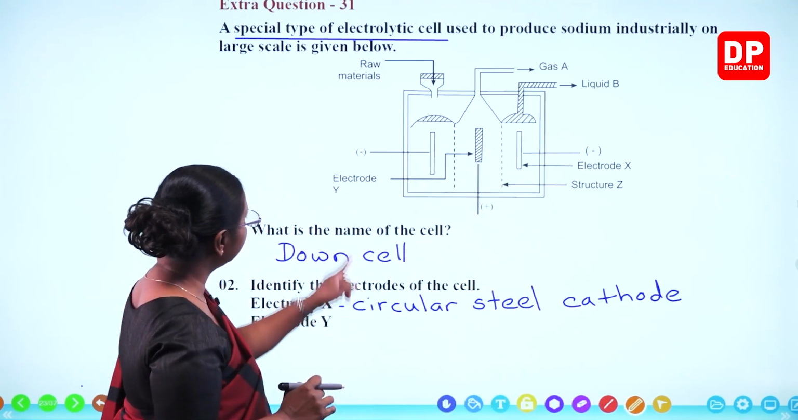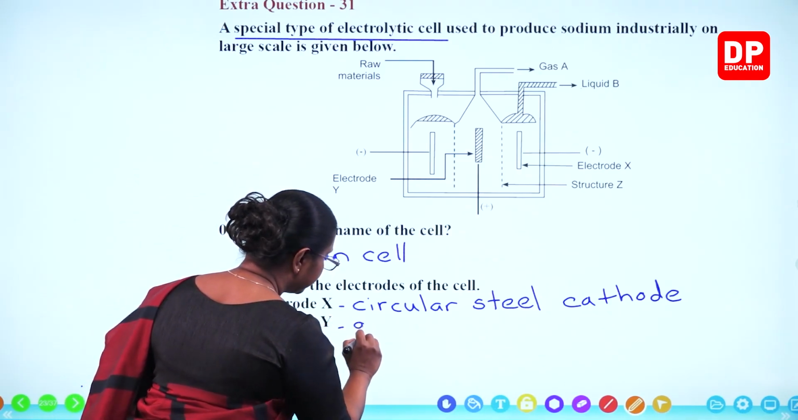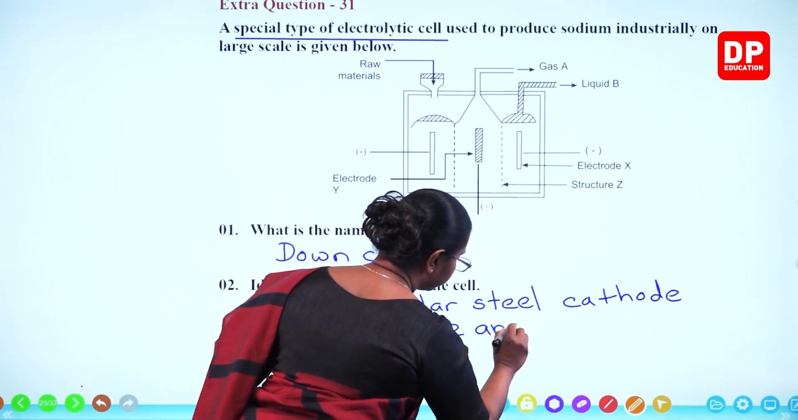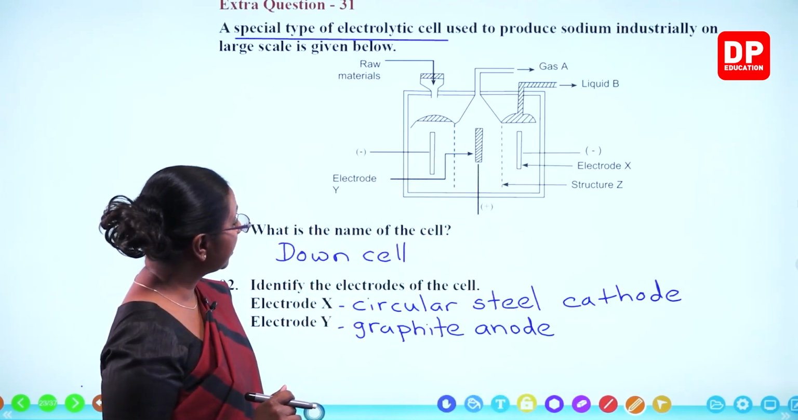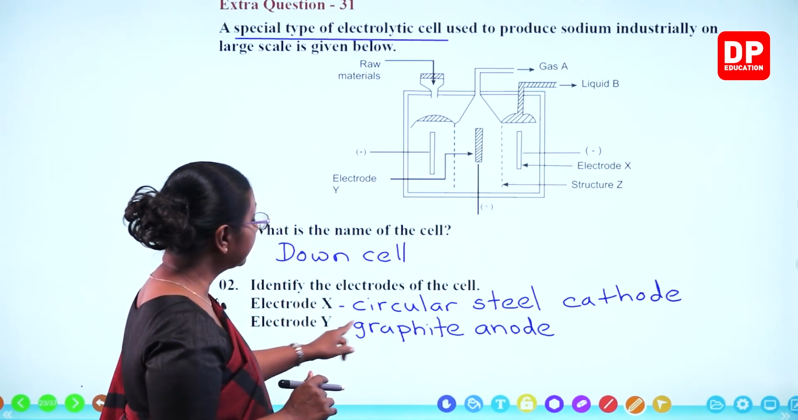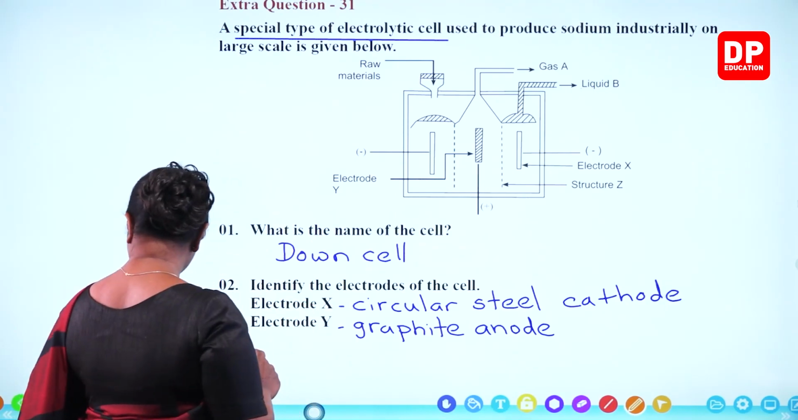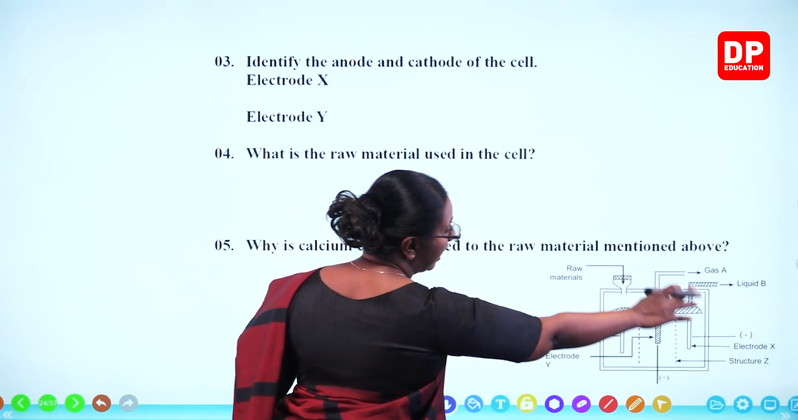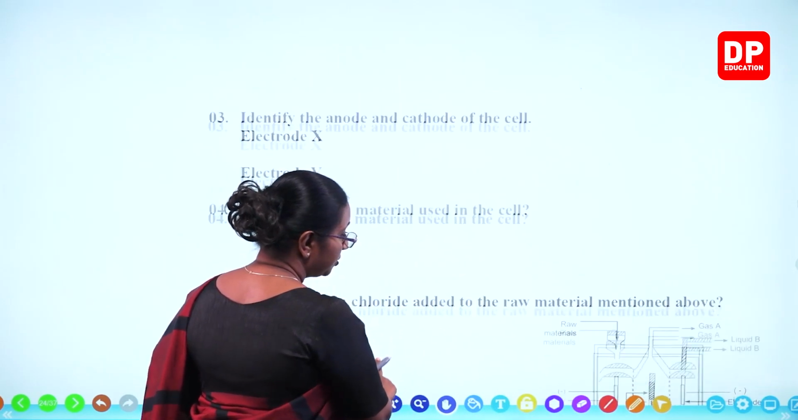Then electrode Y, here you can see the middle one, that is the graphite anode. So the cell is the Downs cell, then electrode X is the circular steel cathode and electrode Y is the graphite anode. With that, I'll move on to the next slide where we discuss the rest of the question. Then here also you can see the cell students, the same cell is given there. We have already identified the components. So you will be able to answer the questions.